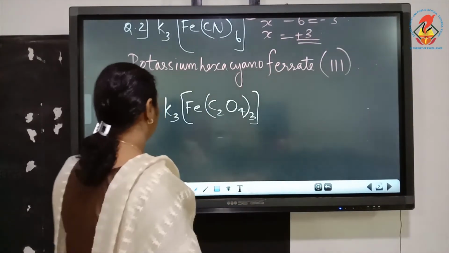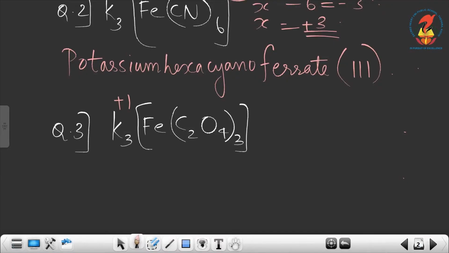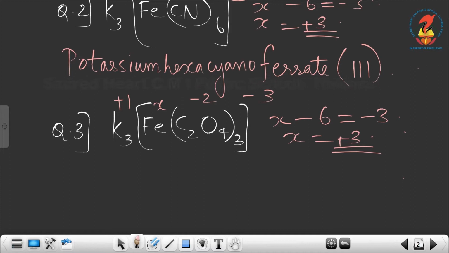Now the third example is K3[Fe(C2O4)3]. Again, first find the charge of the complex ion. It is -3. Now you have to find the oxidation number of the central atom. This is oxalate ion whose charge is -2. So let's calculate: x minus 6, that is -2 into 3, -6, is equal to -3, or x will be equal to +3.